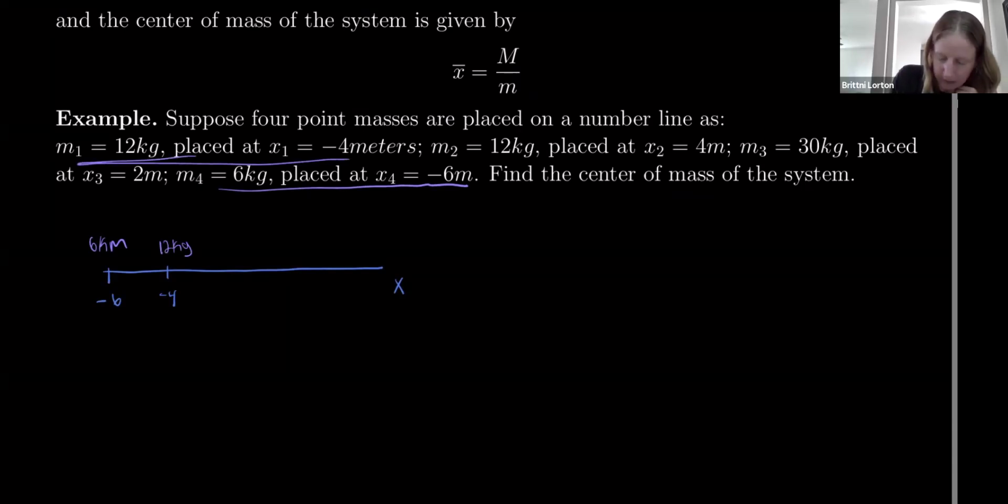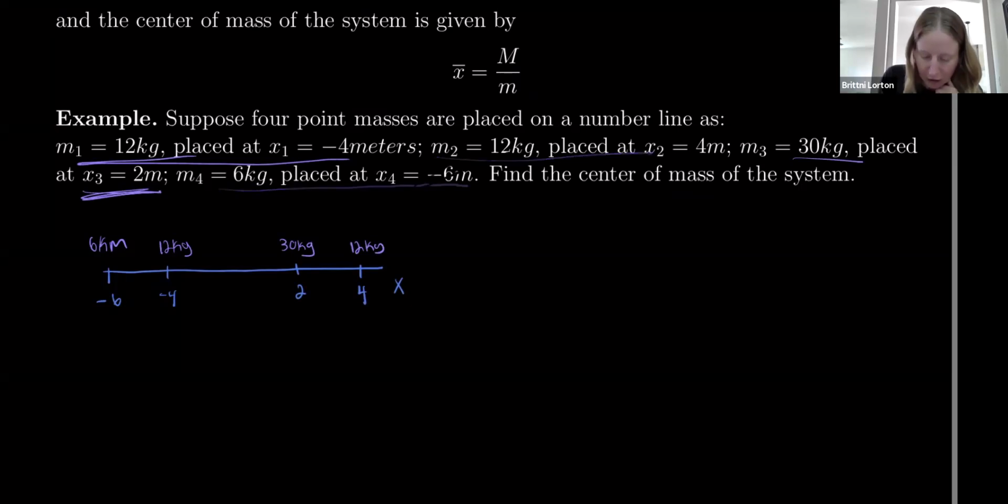So let me label that one a 2, and let me read it one more time. Where was it? Here we go. 2 meters was 30 kilograms. Okay, so that was my 30 kilograms. And then I also had a 4, and +4 was where I had another 12 kilograms placed. Okay, so now I've drawn my picture with where everything is.